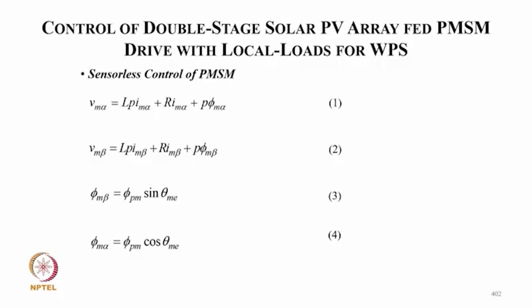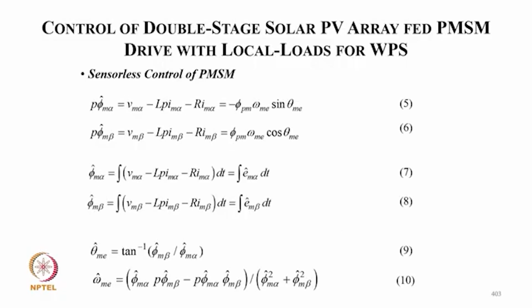psi M alpha equals psi PM into cos theta ME, and psi M beta equals psi PM sin theta ME.